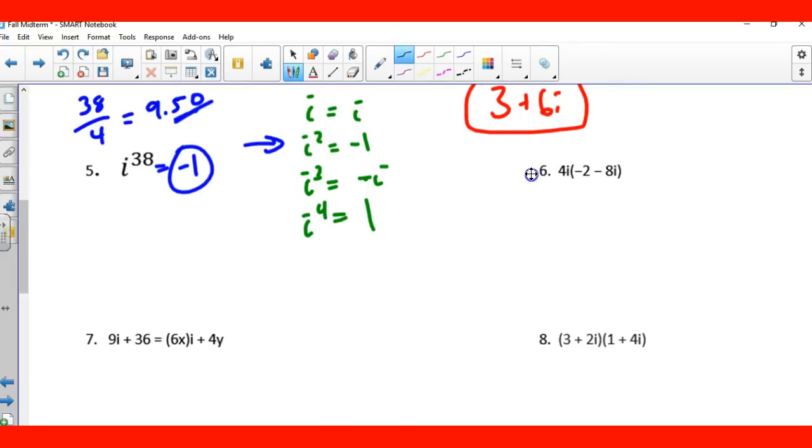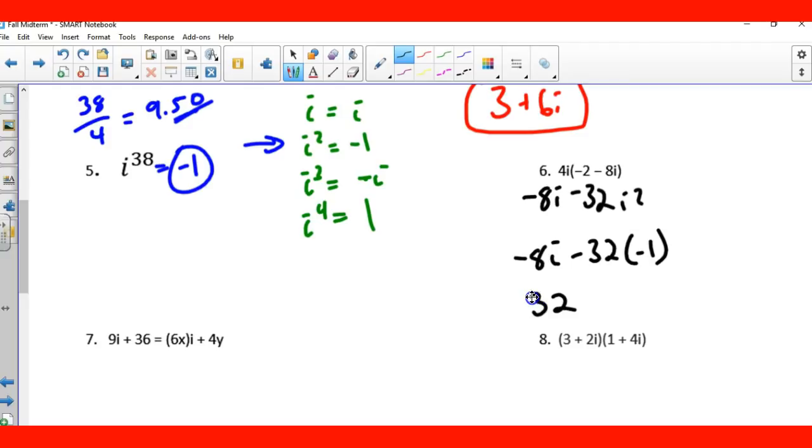Right here, number 6, we're going to distribute 4i. So 4i times negative 2 is negative 8i. And 4i times negative 8i is going to be negative 32i squared, because i times i is i squared. Remember, i squared is the same thing as negative 1. So negative 1 times negative 32 becomes positive 32. And then I have minus 8i. The reason I wrote it like this is because standard form for complex numbers is a plus or minus bi. In this case, it's minus, so 32 minus 8i.